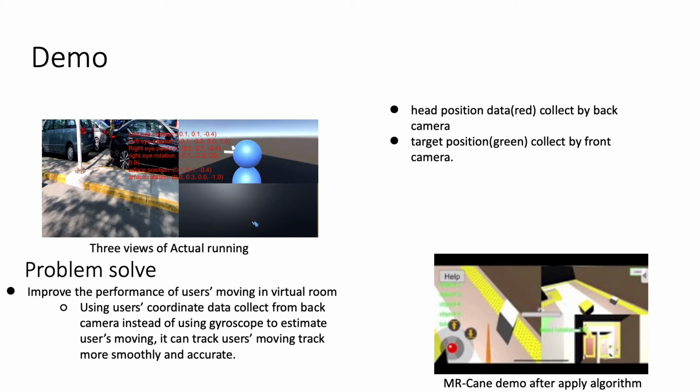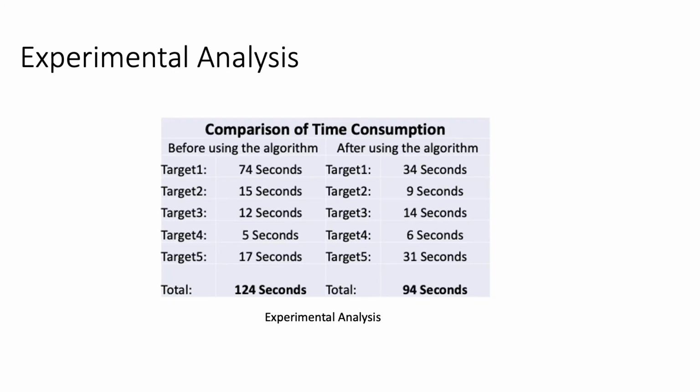Through the experiment, we proved that the front camera and the back camera are under one unified coordinate system. It uses the data collected by the rear camera instead of the front camera to calculate the user's location. It makes the user's movement in the virtual room more accurate, and we can get a detailed user moving trajectory and accurately detect head movement. We apply this algorithm in the MRCam.